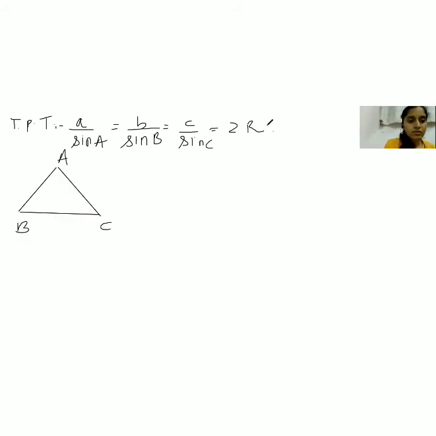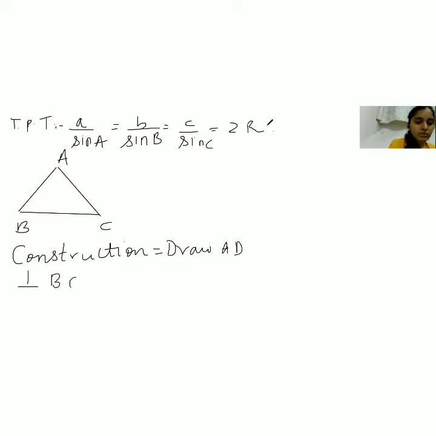And we are going to do a construction here, so I'll write the construction first. Construction: draw AD perpendicular to BC. So this is AD, perpendicular to BC. And we'll name the vertices B, C, and A. And here it is 90 degrees.